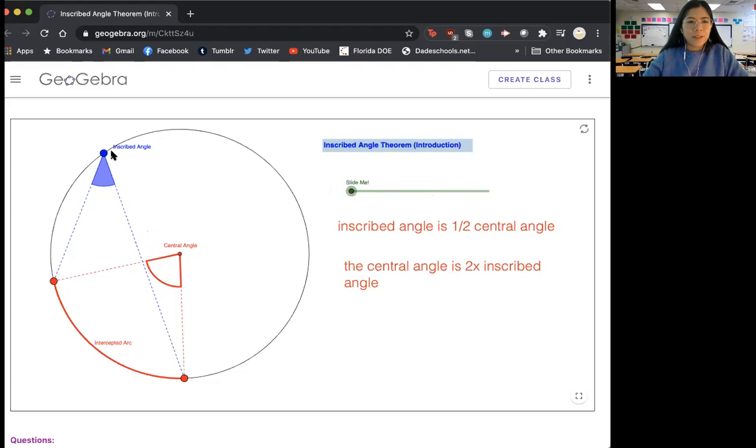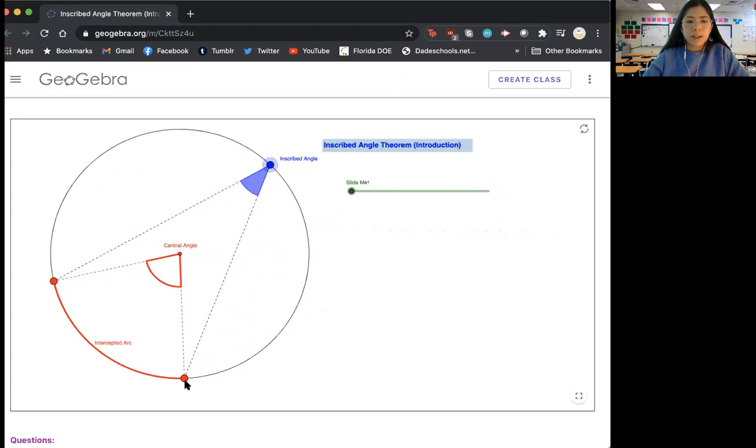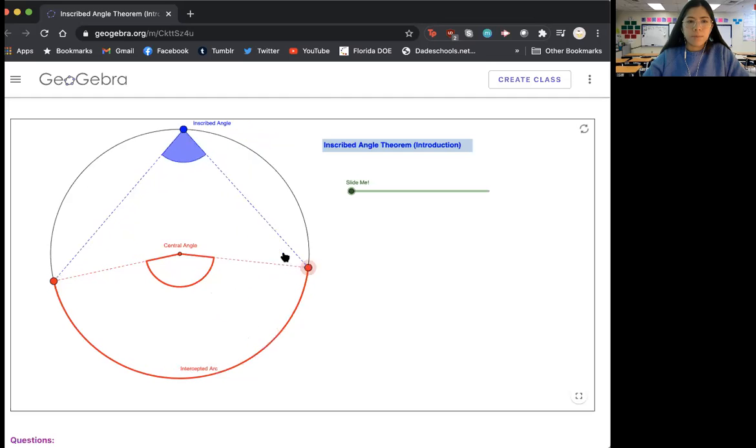Okay. So that's something else that's super important to keep in mind. This can be anywhere, and it's still the same relationship. If I put it over here, notice now I made a diameter. This is my diameter, and the relationship is still the same. Okay, so that's when the inscribed angle is acute. Now let's see what happens when the inscribed angle is obtuse.